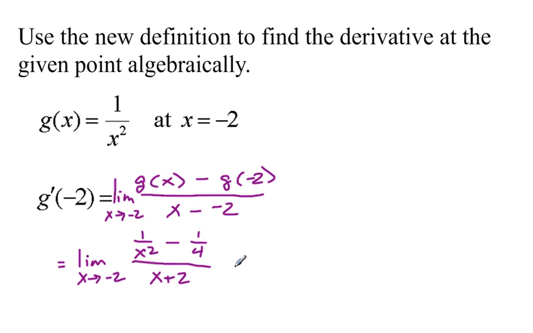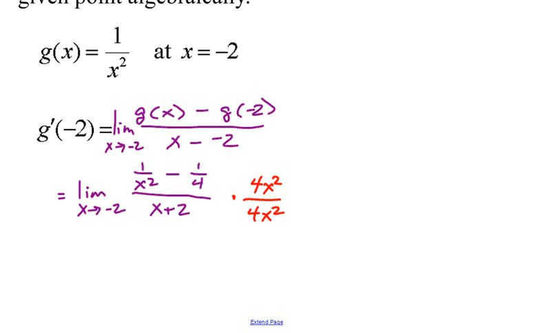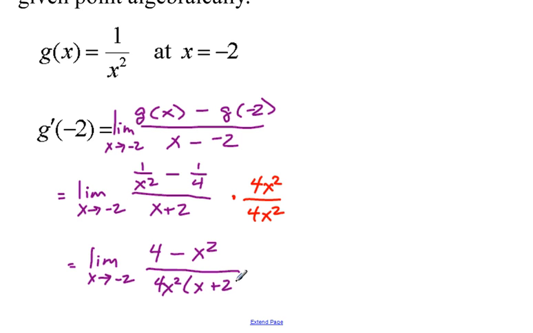All right, welcome back. Hopefully at this point you've multiplied both top and bottom by 4x squared, which is our common denominator. When we do so, we've got the limit as x approaches -2. When we multiply the first fraction by this, we're left with 4. When we multiply the second fraction, we have x squared. And then on bottom, we've got 4x squared, don't forget your parentheses, times x plus 2.